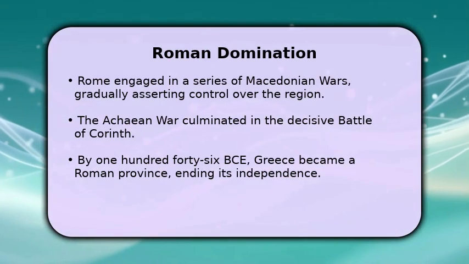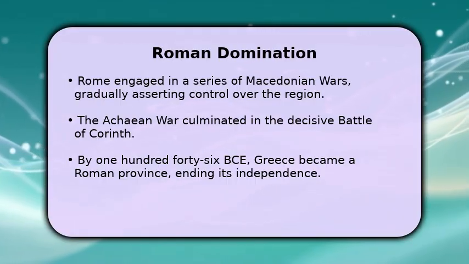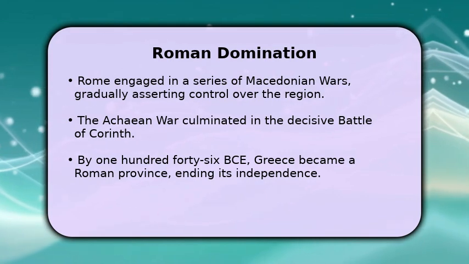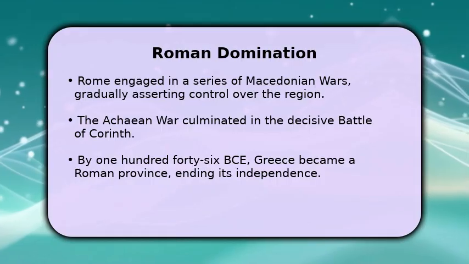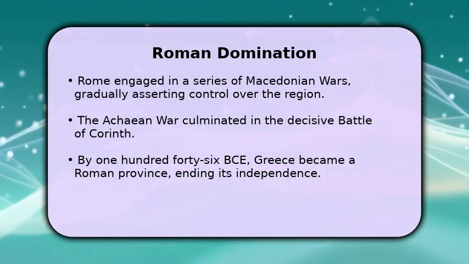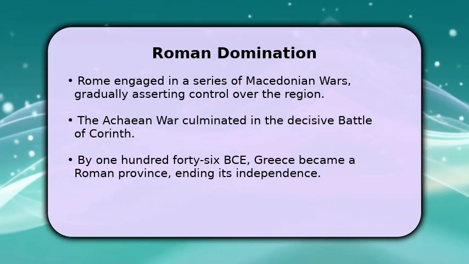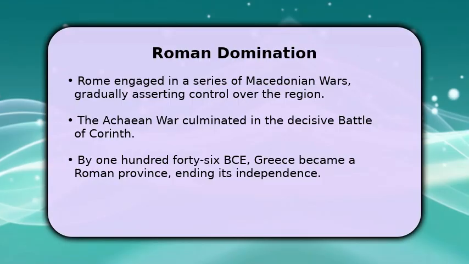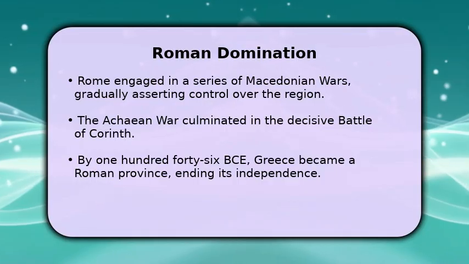The final chapter saw Rome directly confronting the Hellenistic powers. Through a series of Macedonian wars, Rome systematically dismantled their strength. The decisive Achaean War, culminating in the Battle of Corinth, marked the end of significant Greek independence. By 146 BCE, the Greek city-states and kingdoms were fully absorbed, becoming a Roman province, thus concluding centuries of self-governance.